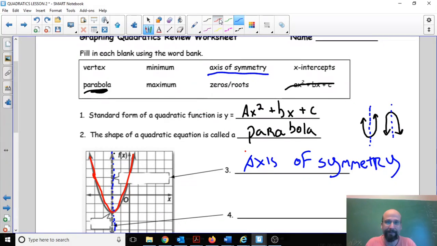This point at the lowest point here, right, because that's the lowest, and this is the highest point because the graph is pointing down. This point, that's part of the axis of symmetry, is called the vertex. This one here.